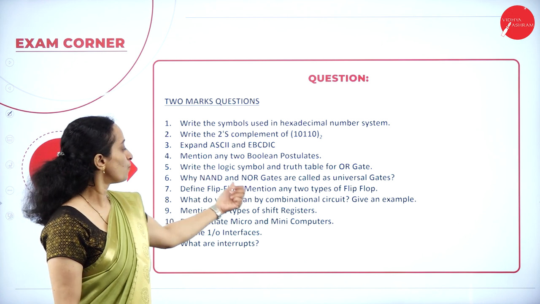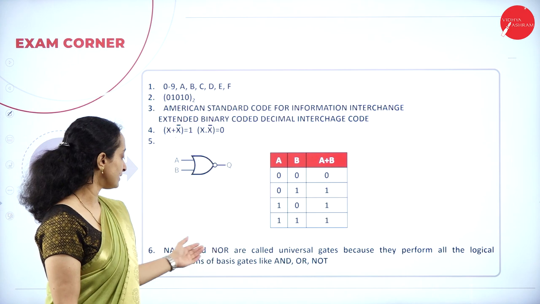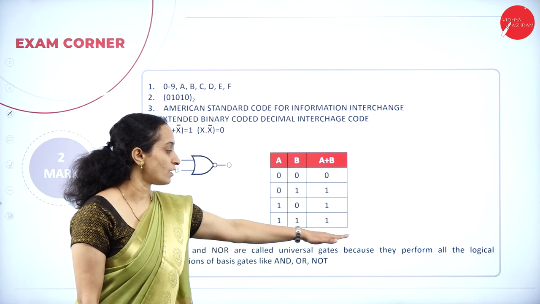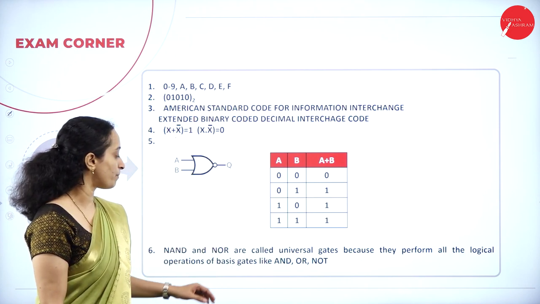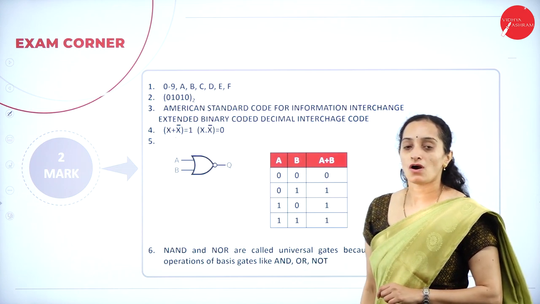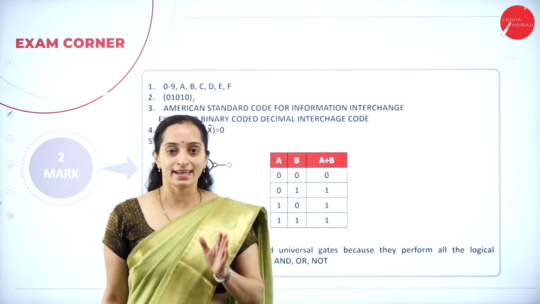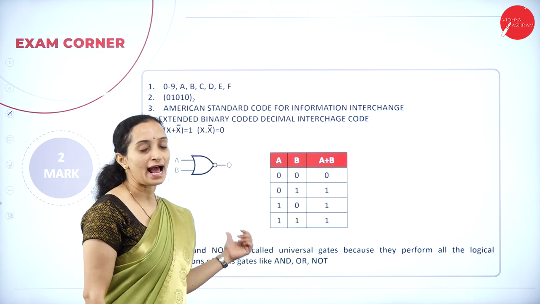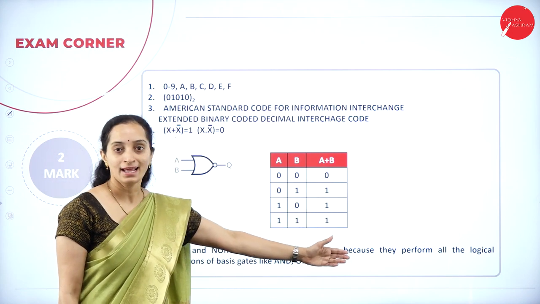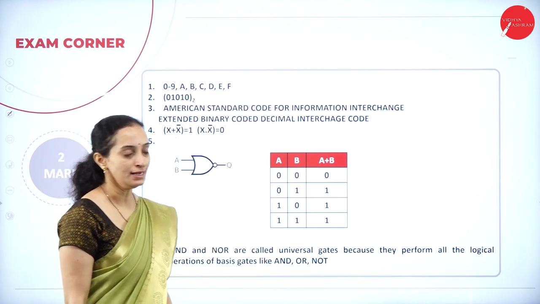The next question is, why are NAND and NOR gates called universal gates? So the answer is, NAND and NOR are called universal gates because they can perform all the logical operations of the basic gates AND, OR, and NOT. You can create any circuit or any gate with the help of NAND and NOR gates. You can universally apply it to design any other gates. So it is called the universal gate.